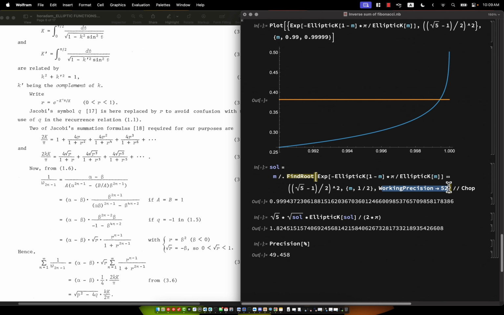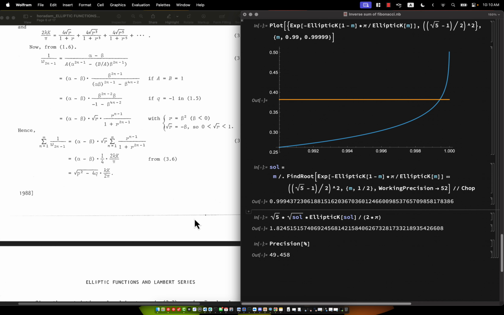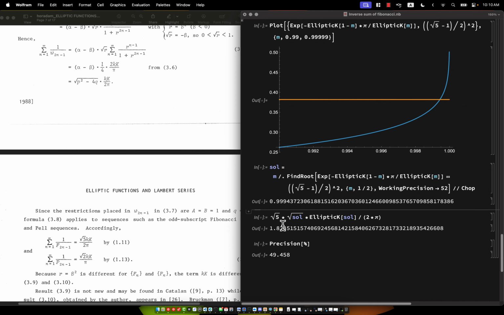And I put in a lot of precision, so I can check the result against the brute force result above. So you solve that, and this is the m that we want to find. The value of m is 0.994361 or something like that. Then to find the inverse sum in numerical value, all you need to do is plug this solution back into this formula.